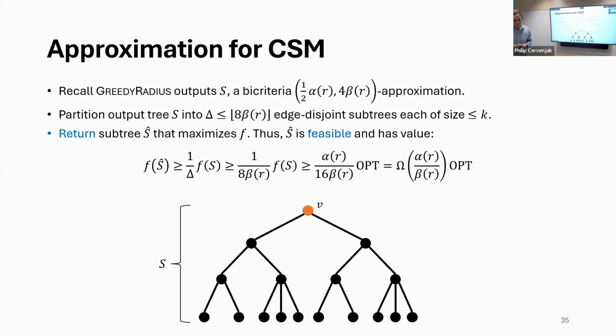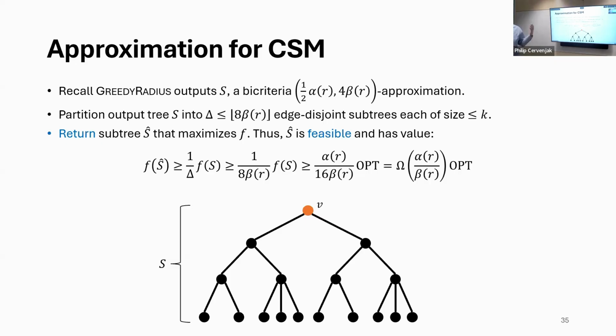we partition that solution S into delta at most 8 times beta of R edge disjoint subtrees. So we just use that partitioning lemma that I mentioned earlier. And each of the subtrees has size at most K. Then all we have to do is pick the one that maximizes the submodular function. So hopefully you can see it has size at most K, so it's definitely feasible. And then again, we just use a standard argument.